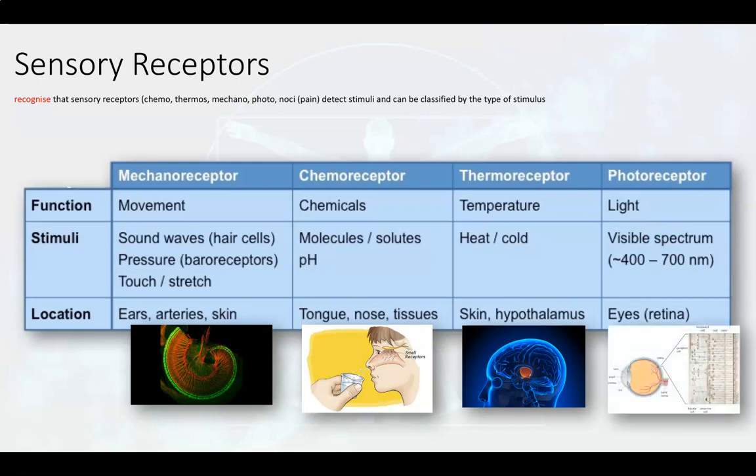And lastly, photo. Photo means light, and we have these in the back of our eye on the retina, which pick up light images, the spectrum of light, which then sends that as an electrical impulse to our brain, which then perceives that image. So there's a few sensory receptors that we have classified based on the type of stimulus.